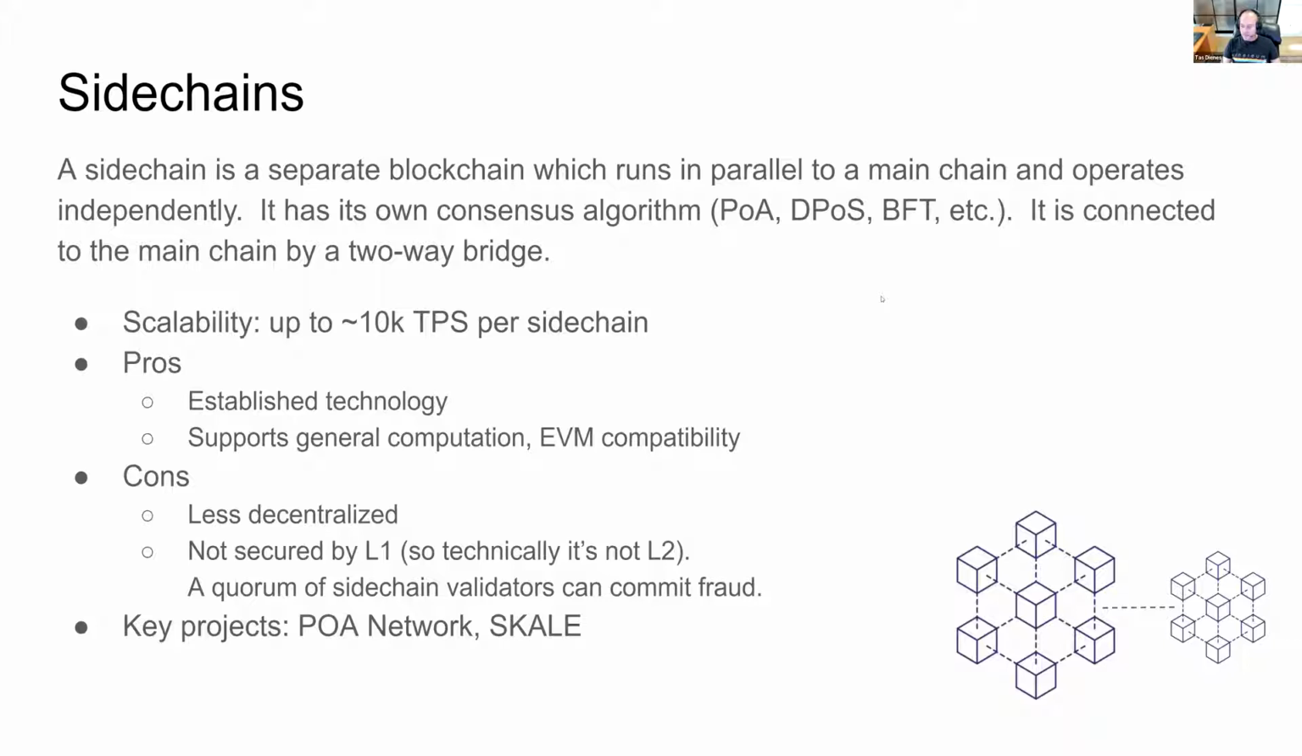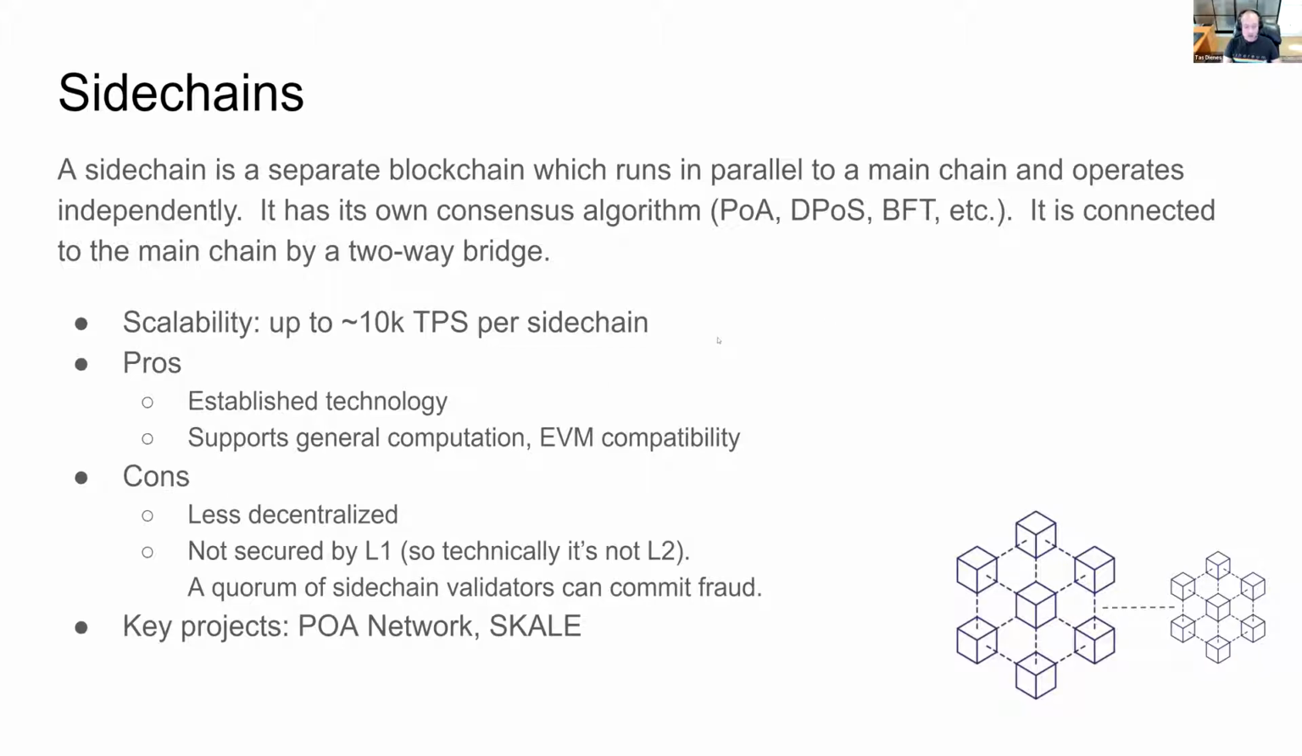So onto each of the layer 2 technologies separately. Sidechains, I'll start off with. A sidechain is a separate blockchain that runs in parallel to a main chain and operates independently. It has its own consensus algorithm, which could be proof of authority, proof of stake, whatever. And it's connected to the main chain or layer 1 by a two-way bridge.